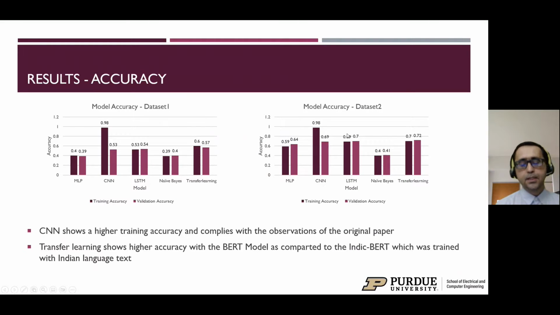Let's look at what results I achieved in the different models. CNN shows a higher training accuracy and complies with the observations of the original paper. The transfer learning actually shows higher accuracy when used with the BERT model, as in the case of the second data set, whereas for the first data set I used Indic BERT, which had mixed language dataset training. This could probably be because the BERT model actually has a lot more data in it over the years as compared to the Indic BERT, though the Indic BERT model has been trained on different Indian language datasets.